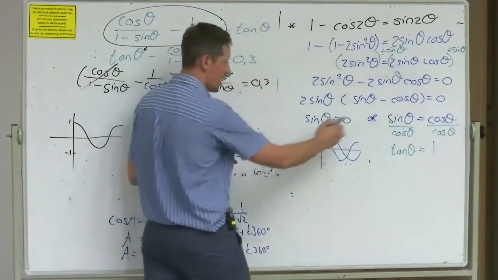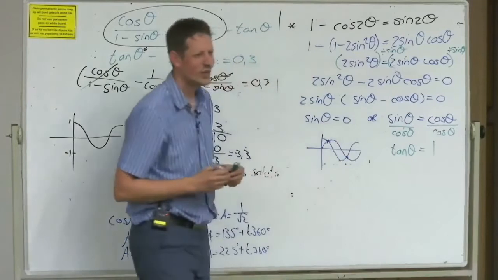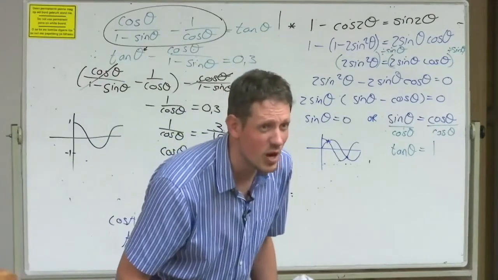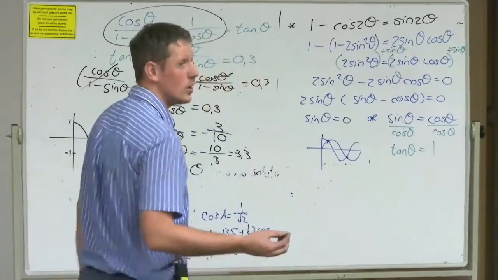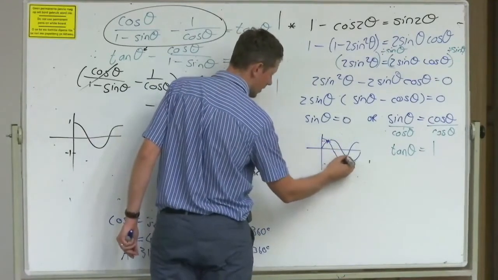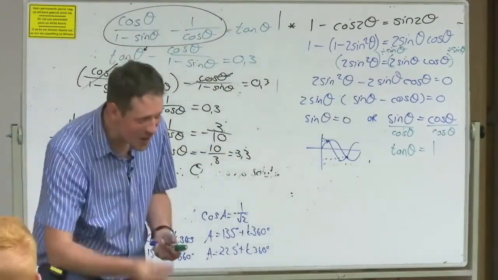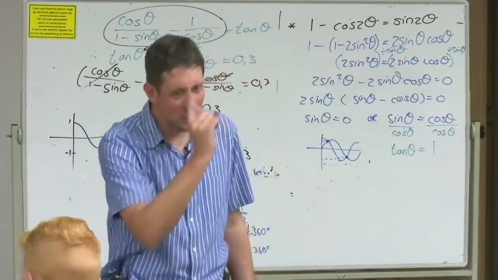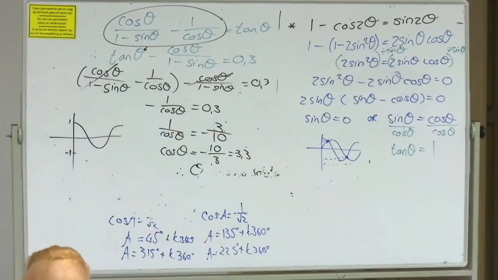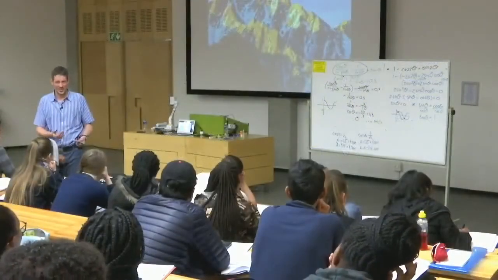Remember, this happens when two graphs cross each other. Is it a possible solution that cos theta could be 0? No, because here and here, neither of my two functions are 0, so it's not a possibility. That's why we're allowed to divide by cos there, because cos theta equals 0 is not a possible solution for the equation. You've got to be careful.